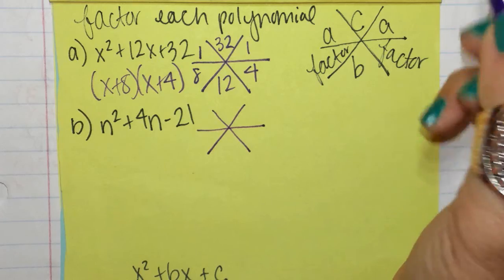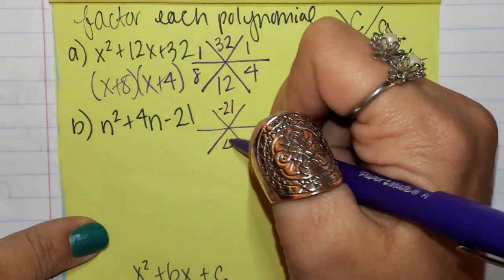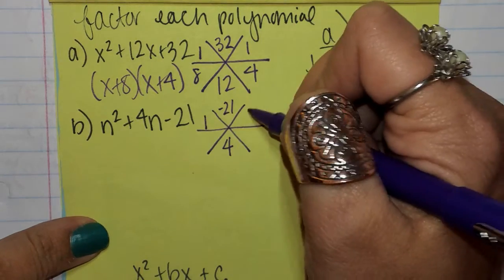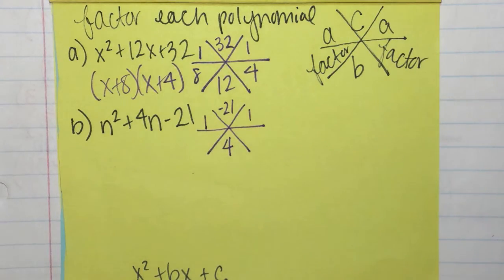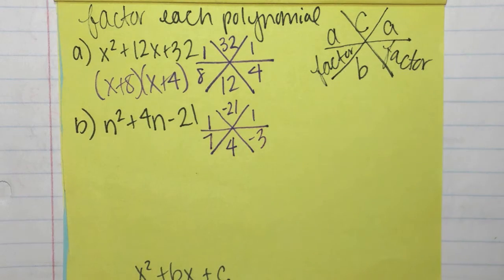What goes in the top? Negative 21. What goes in the bottom? 4. And on the edges? 1. All right, please list for me all the factors of negative 21. And remember, the big factor has to be positive. 7 and negative 3, 21 and negative 1. Which one adds to give us positive 4? 7 and negative 3. So how do I write my parentheses?